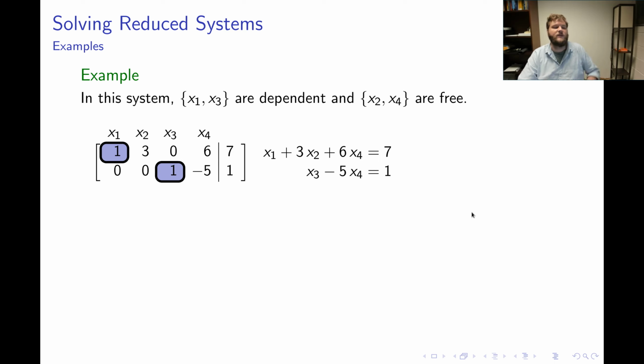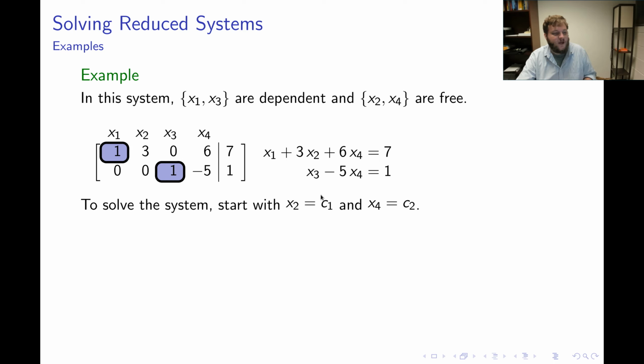Now, remember, the first step of this procedure is to relabel the free variables. And the free variables here are x2 and x4. So x2 is my first free variable, so I'm going to relabel it as c sub 1. This is the only occurrence of x sub 2, in the first equation. I'm going to replace it with c sub 1 here.